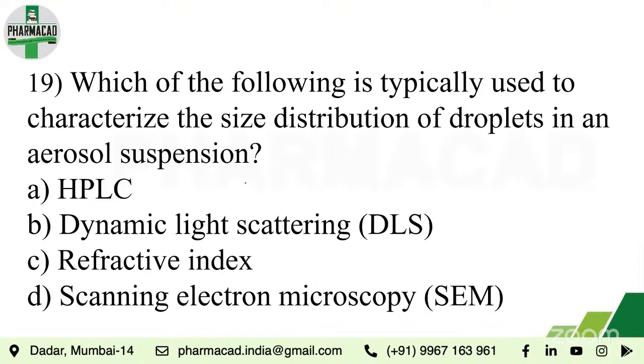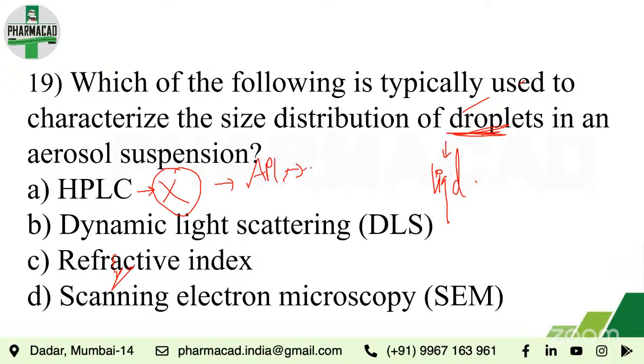Next. Which of the following is typically used to characterize the size distribution of droplets in aerosol suspension? So these are droplets, meaning liquid droplets. Can you determine size by using HPLC? No. With HPLC you can quantify your API, how much drug is present. HPLC is for quantification.